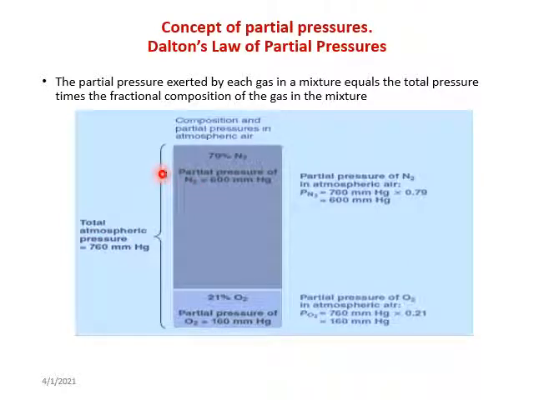And if you want to calculate the partial pressure, for example, of nitrogen, the percentage of nitrogen is 79%. So the partial pressure of nitrogen is going to be equal to 760 millimeters of mercury multiplied by the concentration, which is 0.79, and that comes to be about 600. By the same token, if the percentage of oxygen is 21%, to find out the partial pressure of oxygen in atmospheric air, you multiply 0.21 by 760 millimeters of mercury, and it gets to be about 160.